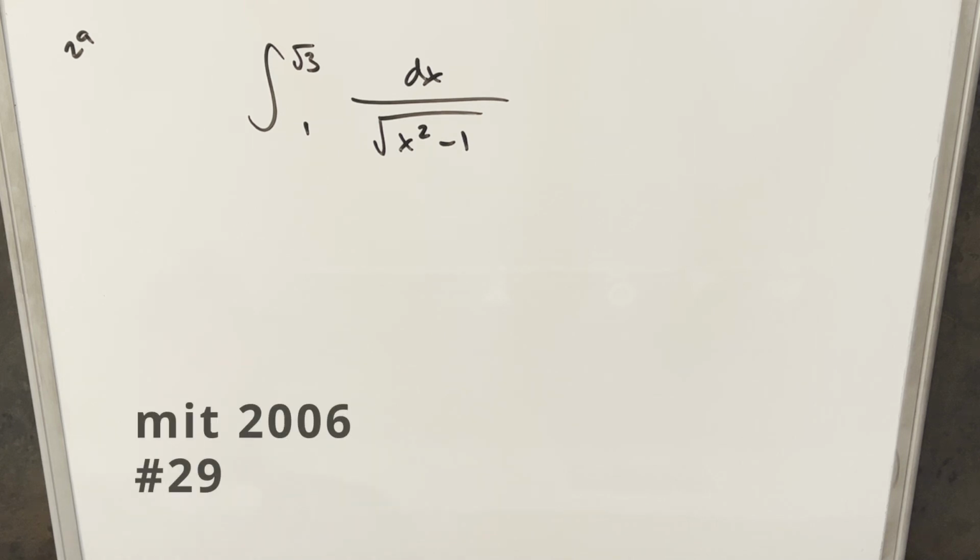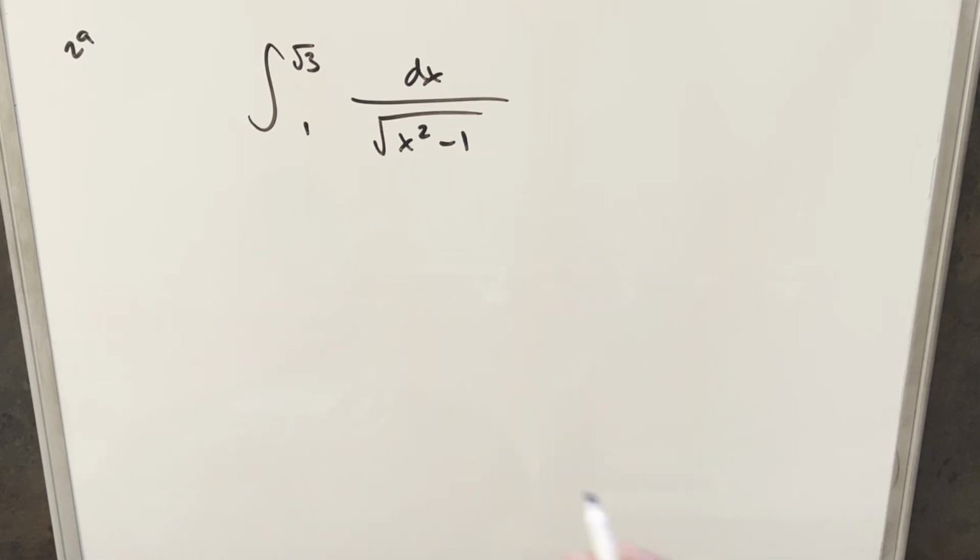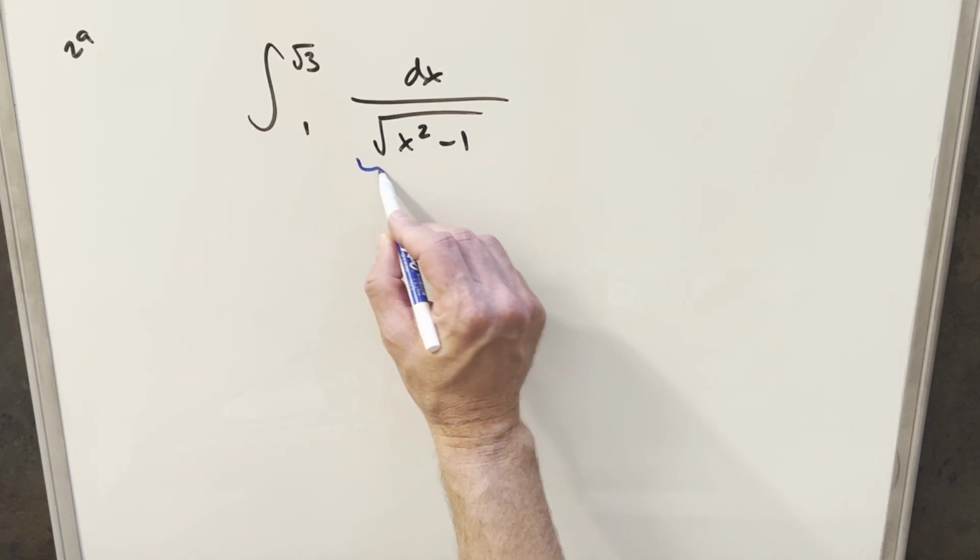Okay, we have to take another integral from the MIT Integration Bee 2006, problem 29. We have the integral from 1 to square root of 3 of 1 over the square root of x squared minus 1 dx. Now to get started, this is a really common integral, and we could actually just use a formula on this.